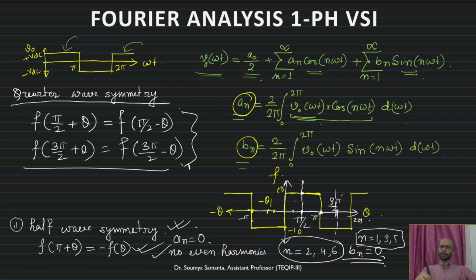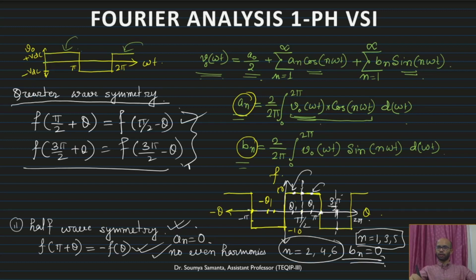So if I take, this is theta 1. This is pi minus theta 1. This is pi plus theta 1. You can see that in both the cases, this is the same. Both the cases, that is pi by 2 plus theta 1 and pi by 2 minus theta 1, are equal. So this condition is satisfied.